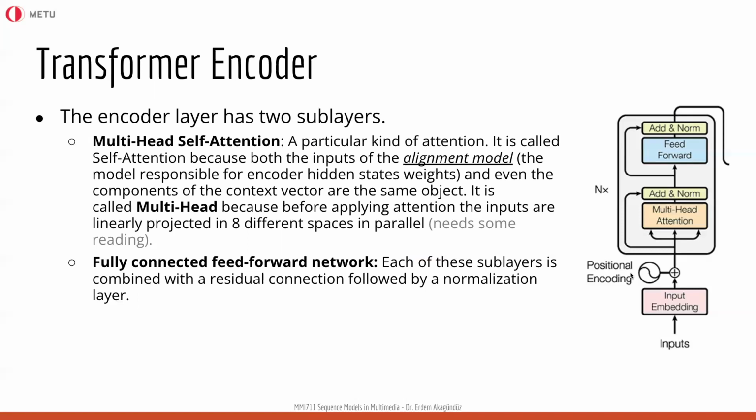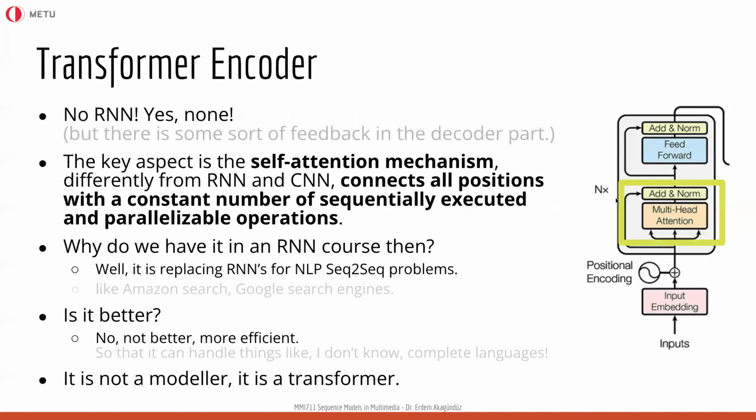This is called multi-head because before applying attention, the inputs are linearly projected into 8 different spaces in parallel. I mean, actually it says 8, but in the original paper it's 6, maybe. It's a typo, I guess. So then we feed it to the fully connected feedforward neural network. This is just the MLP, multi-layer perceptron, this artificial neural network. And they are added and normalized with themselves. Residual connection. That's it. That's the fantastic transformer encoder, and it's being used widely in many models, guys.